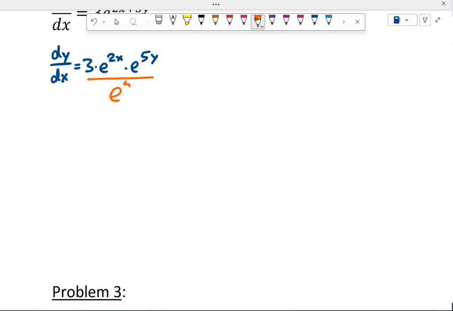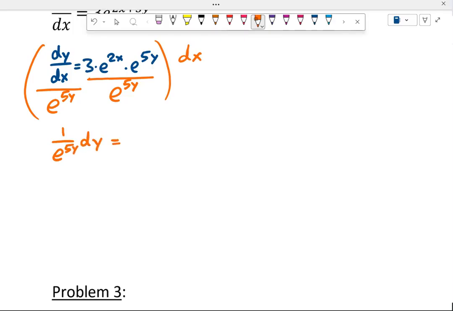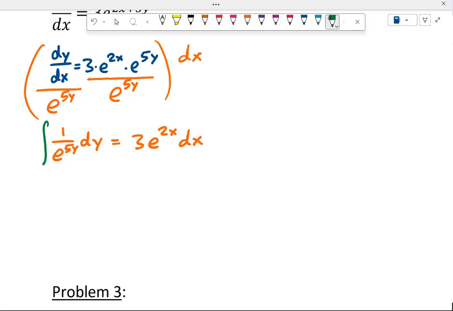All right. I'm going to go ahead and separate. I'm dividing by my e to the 5y. Also going to multiply by my dx. I'm just going to do both at the same time. So that means I have 1 over e to the 5y dy equals 3e to the 2x dx. Are we good with that so far, guys? Okay, we are going to integrate both sides.